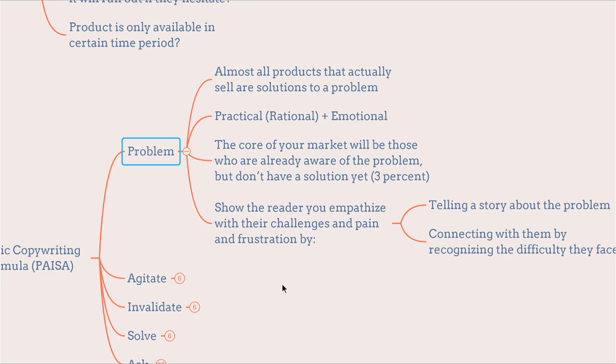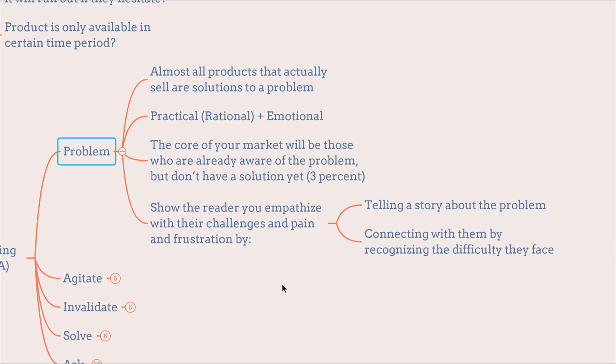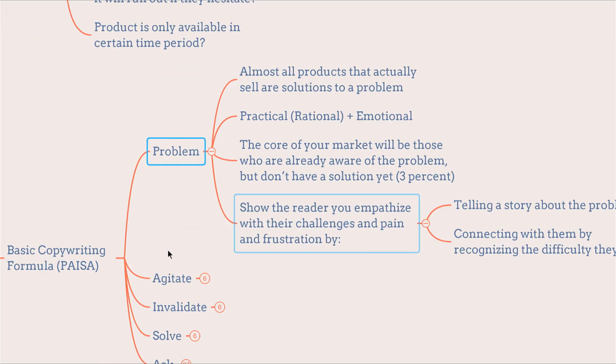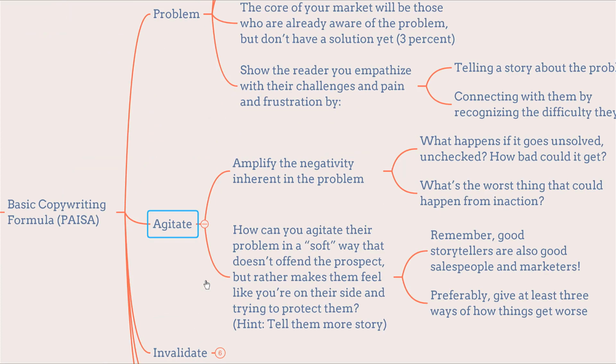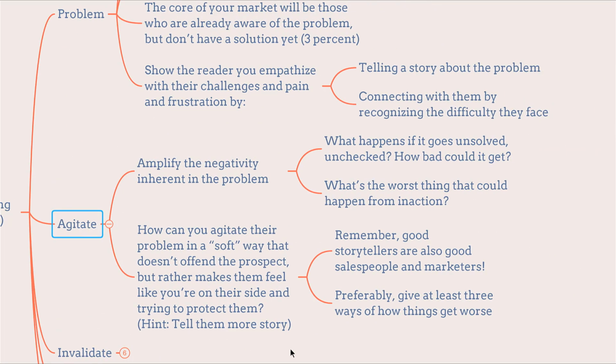Show the reader you empathize with their challenge and pain and frustrations by telling a story about the problem and connecting with them by recognizing the difficulty they face. And in the next phase, you want to talk about agitating. Amplify the negativity inherent in their problem. How do you do this?